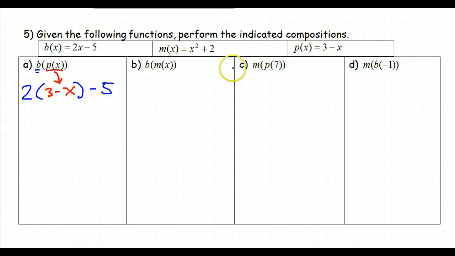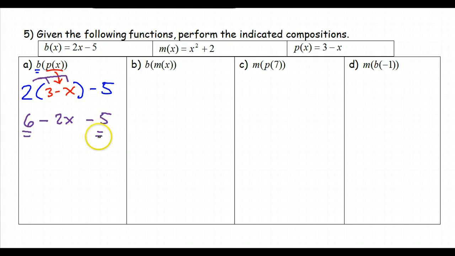Then come back and substitute in the other function. That will help you avoid many mistakes. Alright, after that, hopefully it's clear that we're going to need the distributive property. So that would give us 6 minus 2x, and then just bring down your minus 5.